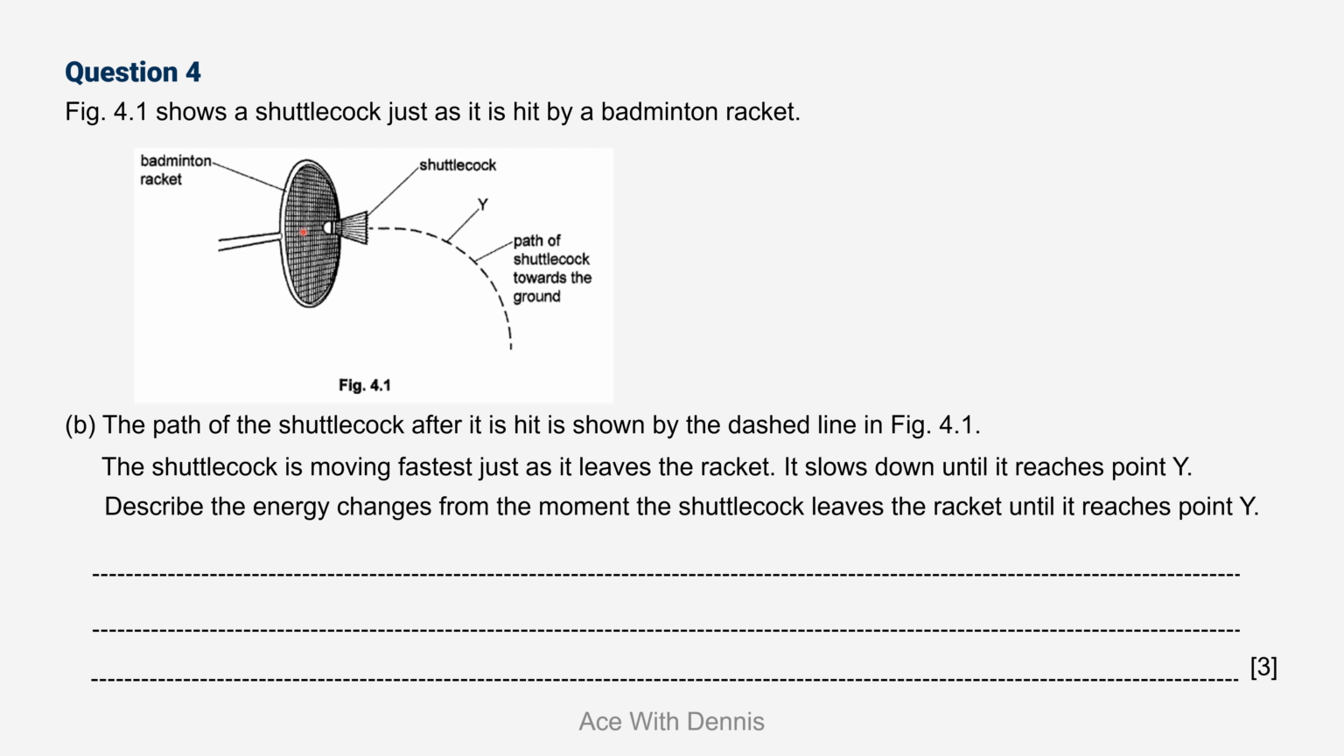There are a few keywords that you can pay attention to. Right now we look at this sentence: the shuttlecock is moving fastest. When it moves, that means we have velocity. So what energy will be related to velocity? It is the kinetic energy. Remember, the kinetic energy formula is half mv squared, where v is the velocity.